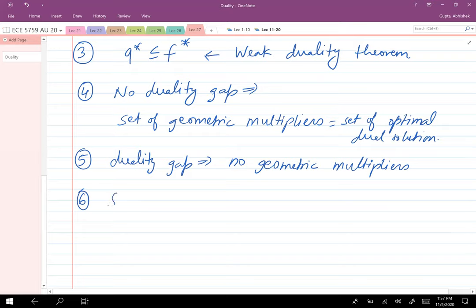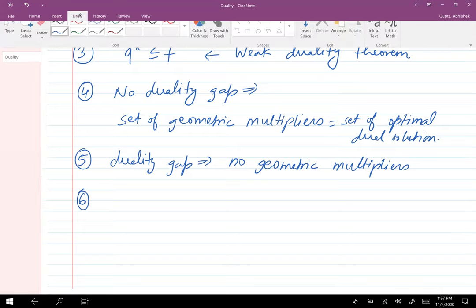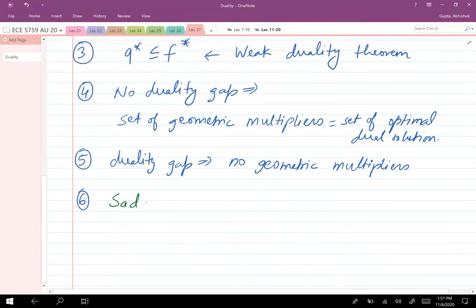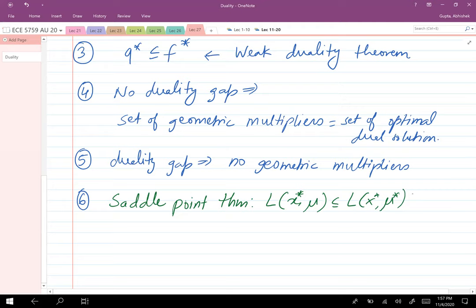We learned about the saddle point theorem, which said that L of x star, mu star, so (x star, mu star) is a saddle point of the Lagrangian. Along the x axis, if you minimize at mu star, the optimal point is x star itself. Whereas along the mu axis, if you're maximizing at x star, then the optimal mu is mu star.